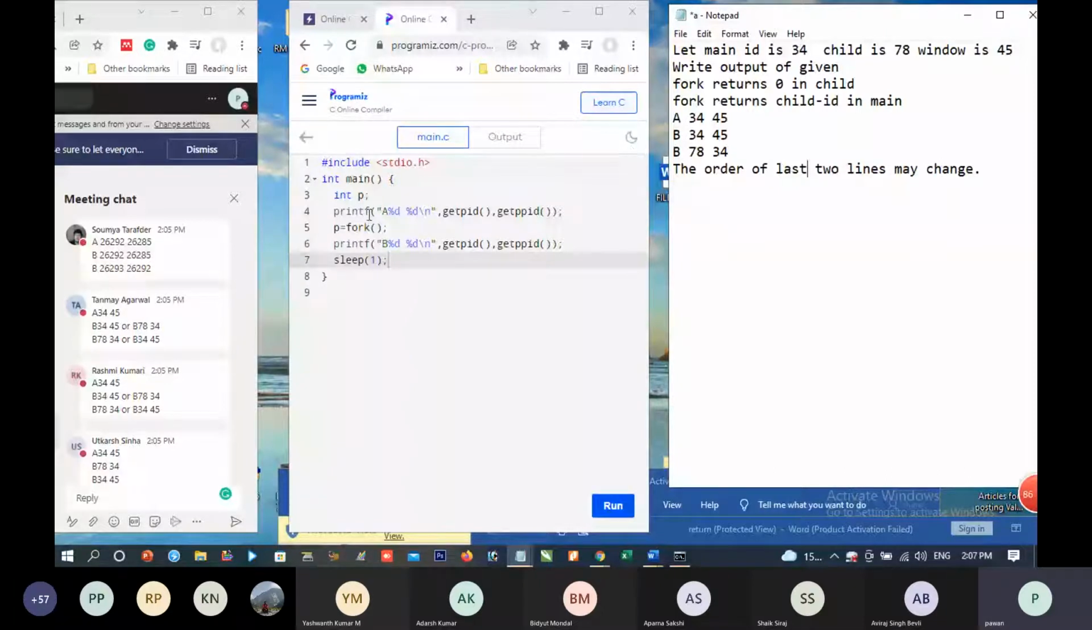Now we try to print the p value also. Now tell the output. In place of B, I am writing K. Tell the output now. We are talking about the return value of P.